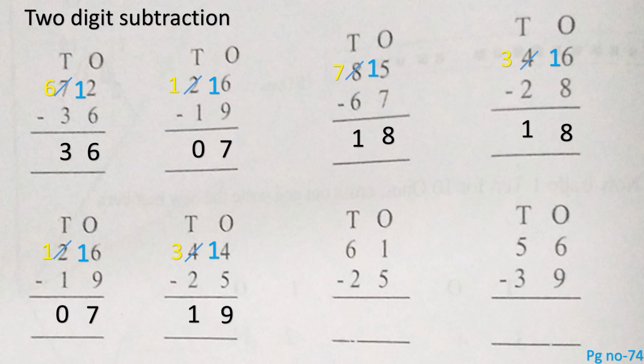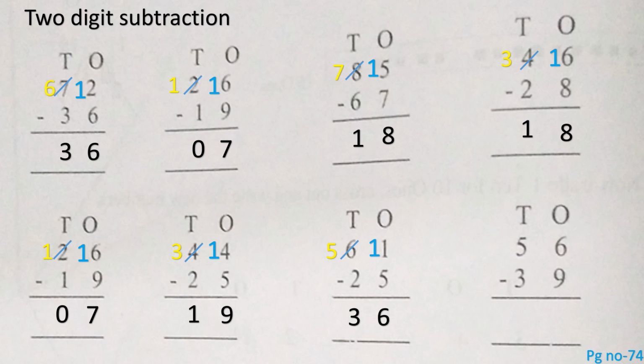Let's go to the next sum. 61 minus 25. Let's carry 10. 1 becomes 11. 6 becomes 5. 11 minus 5 is 6. 5 minus 2 is 3.